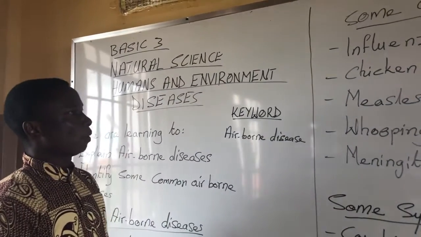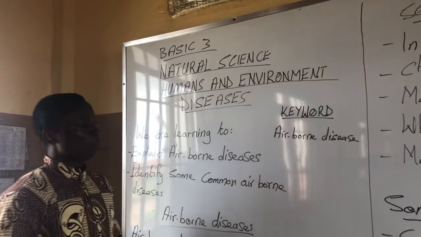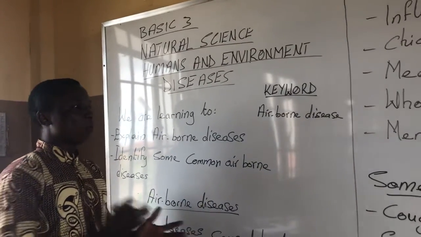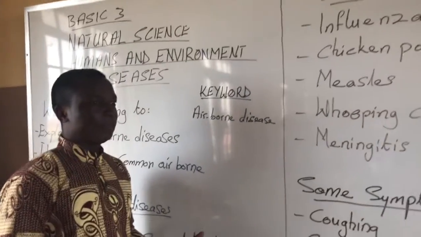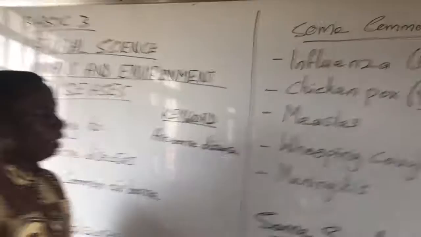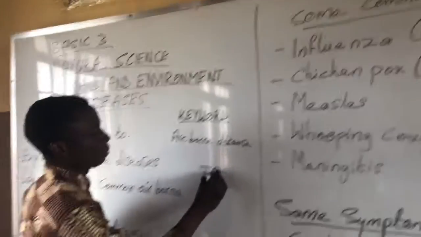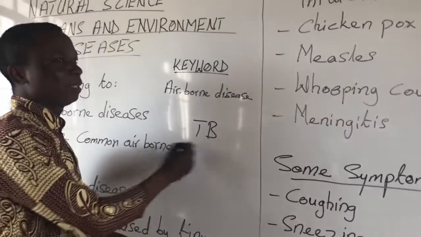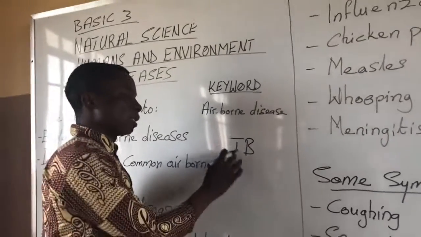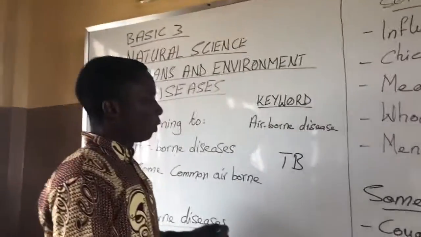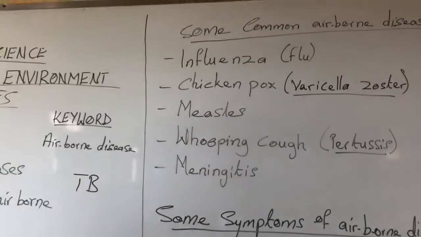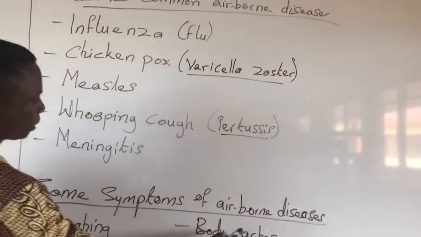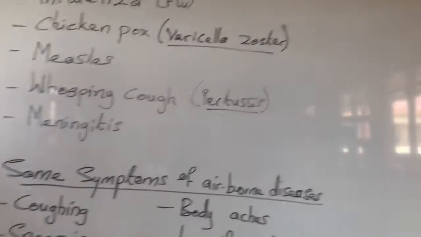These are some of the common airborne diseases. We have a lot of them. We have tuberculosis, that is TB for short. You realize that some people have been saying TB. This is also an airborne disease. All right, let's continue. Some symptoms of airborne disease. Let's look at these symptoms.